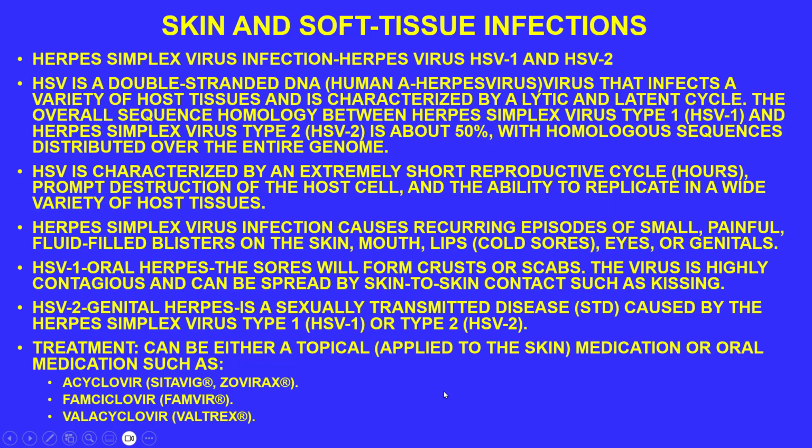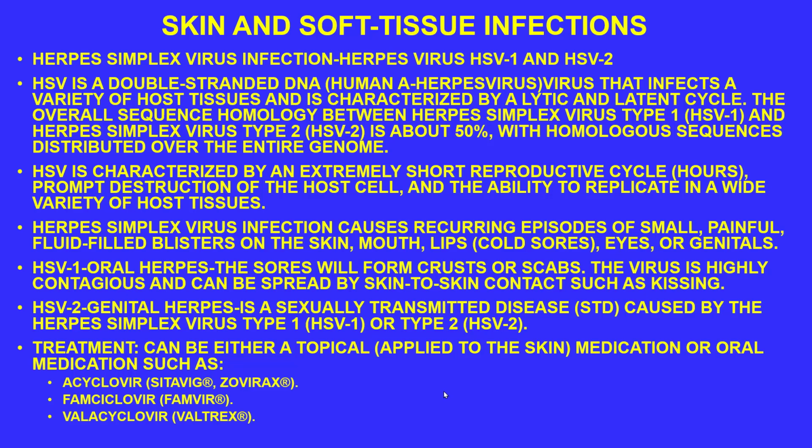Okay, so we've gone from bacterial to fungal, and now we're going to deal with viral. We are dealing with herpes simplex virus infections. Now, this is caused by the herpes virus, HSV1 and HSV2. What is HSV? Herpes simplex virus is a double-stranded DNA virus. It's referred to as a human alpha herpes virus, and that will infect a variety of host tissues and is characterized by a lytic and a latent cycle.